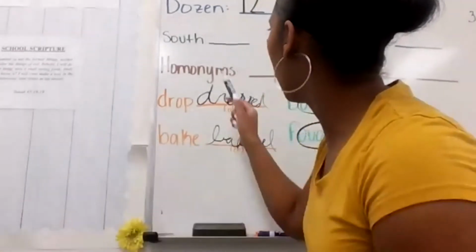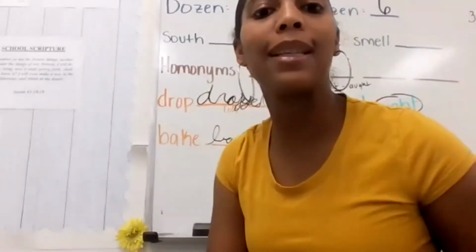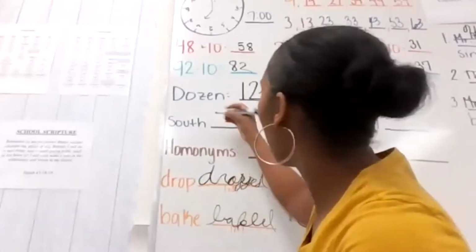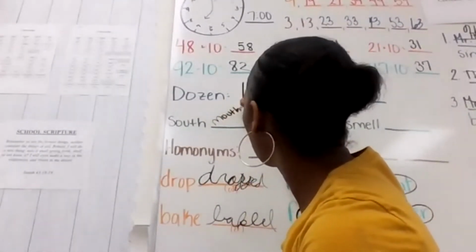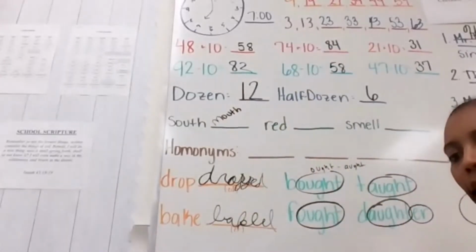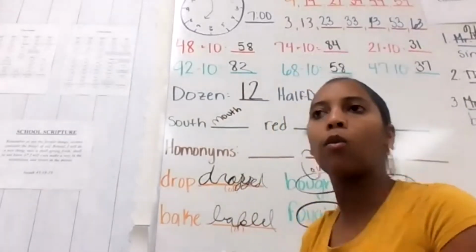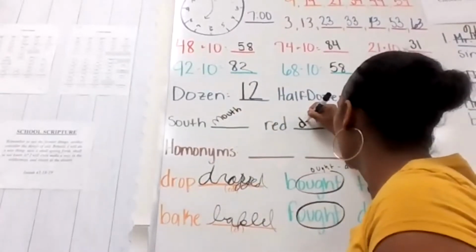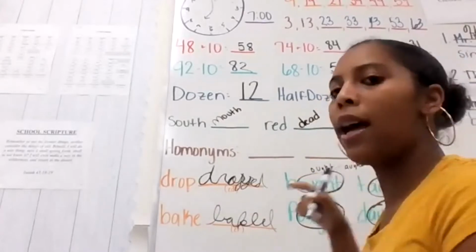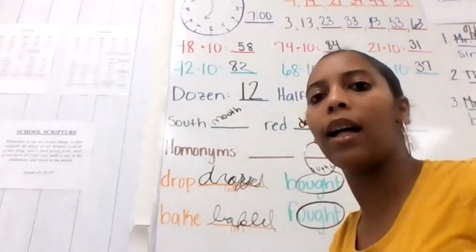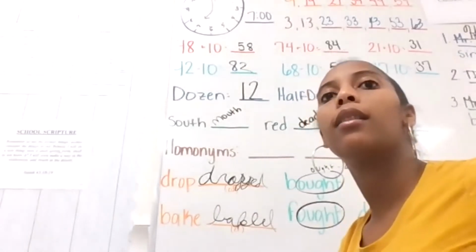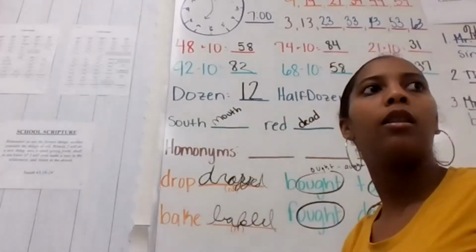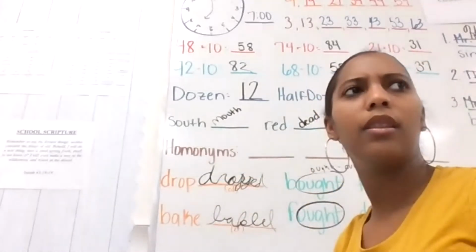All right, let's look at rhyming words. So I have south. Can someone give me a word that rhymes with south? Mouth. I was gonna say mouth. What about red? A word that rhymes with red. Dead. Smell. What's a word that rhymes with smell? Kale.